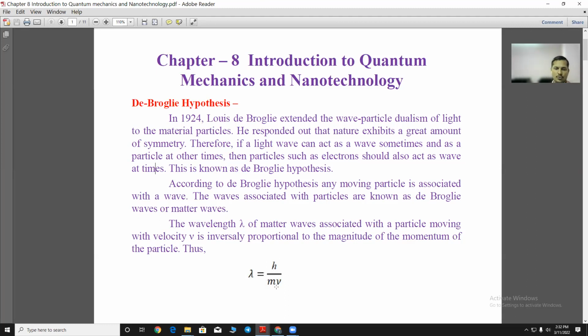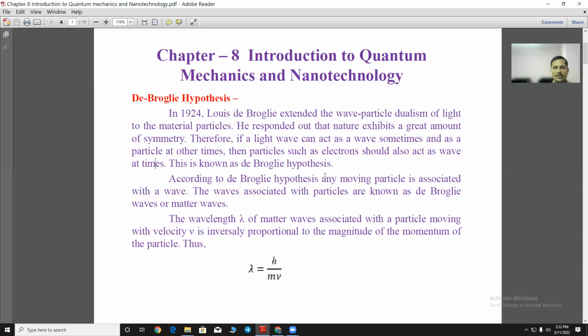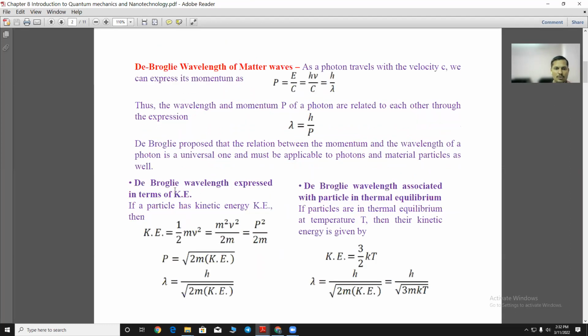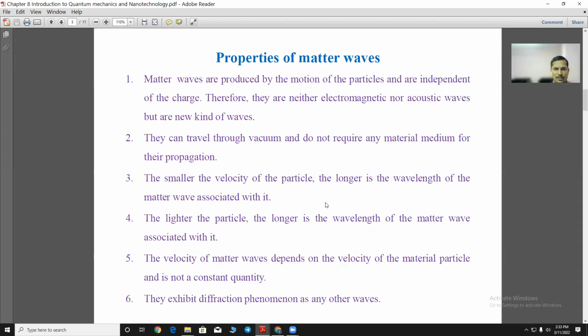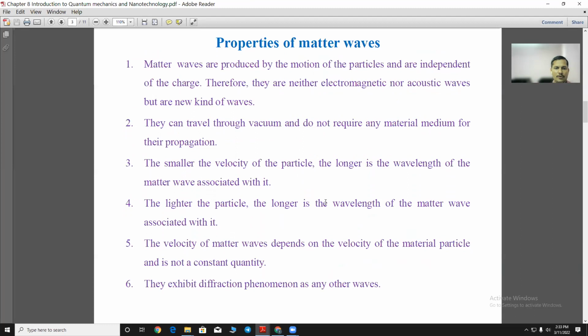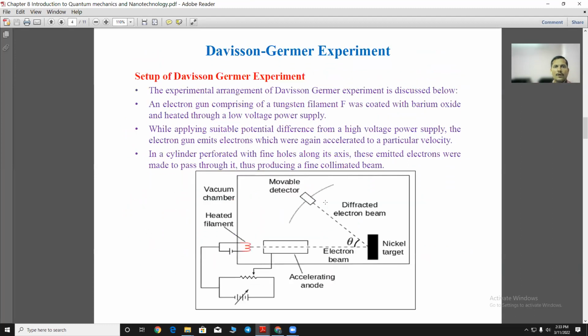So we are comparing these two, then adjusting the terms, changing the symbols, we got this value as lambda equal to h by mv. By using that, we have put another two values of lambda in terms of kinetic energy, then properties of matter waves we have discussed. Now today, by using this experiment, we are trying to understand how these particles behave as waves, and for that this Davisson-Germer experiment is there.